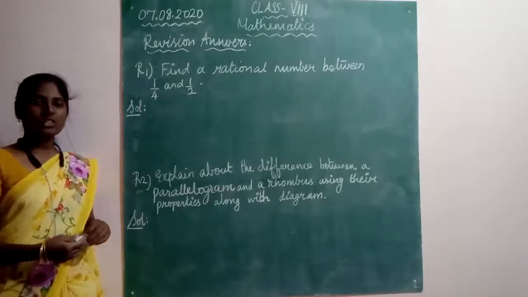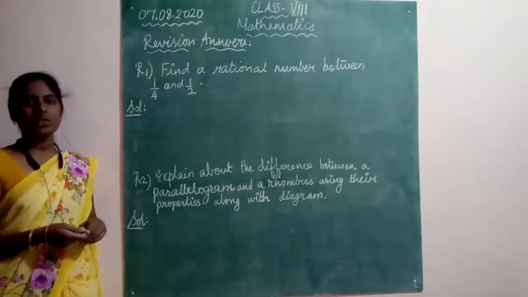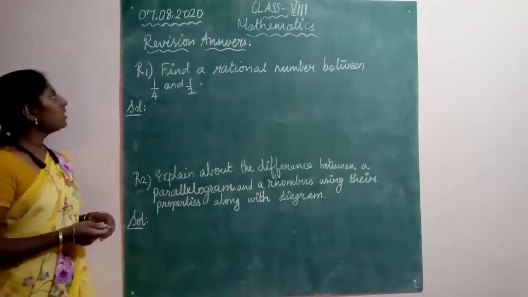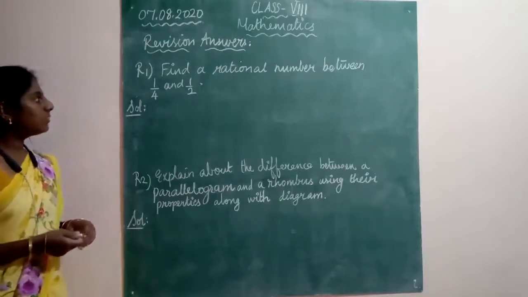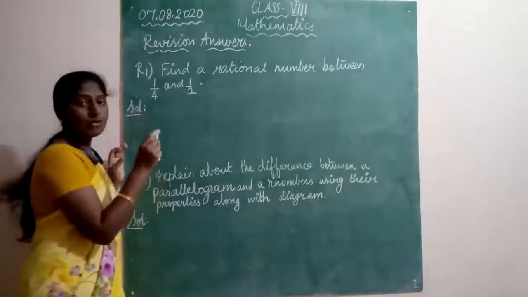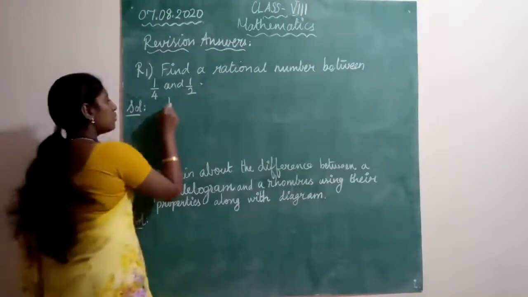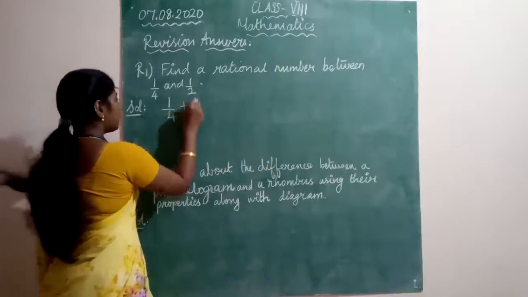Before entering into today's session, let us discuss the answers of the homework questions which were given in the previous classes. Look at the first one: find a rational number between 1 by 4 and 1 by 2. When we have to find a single rational number between two given rational numbers, we just have to add them. So add 1 by 4 and 1 by 2.